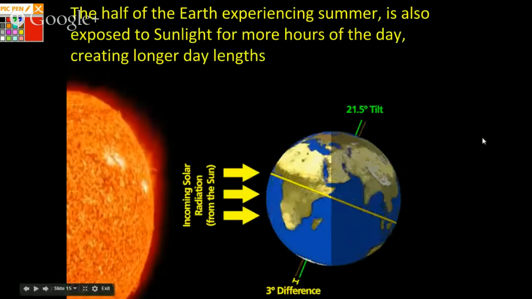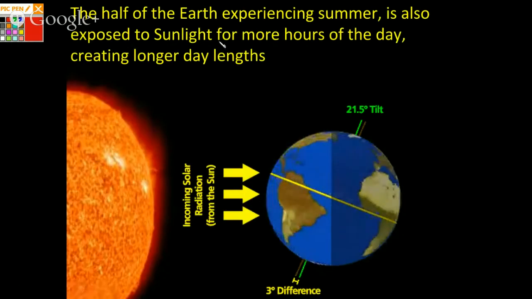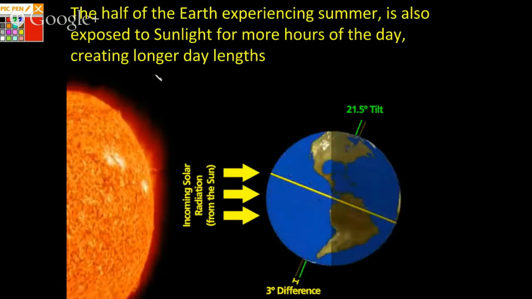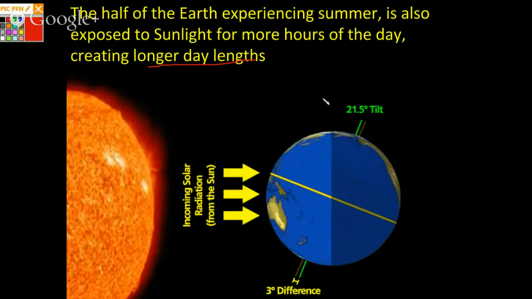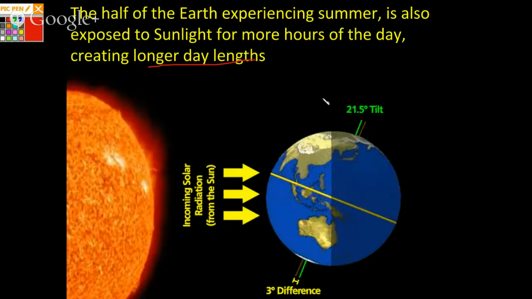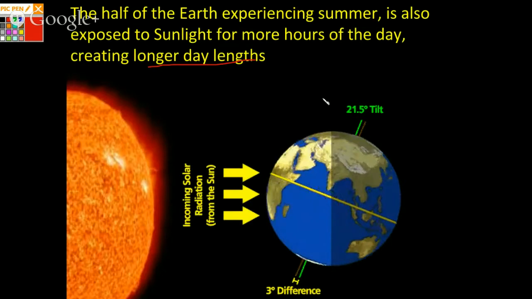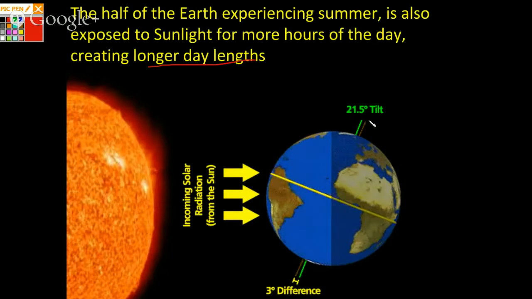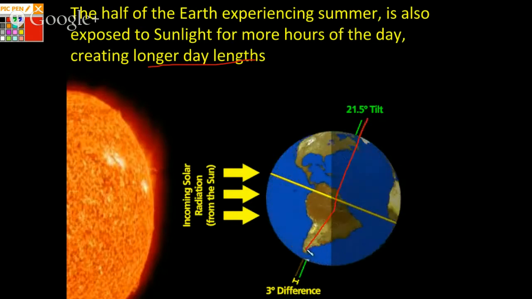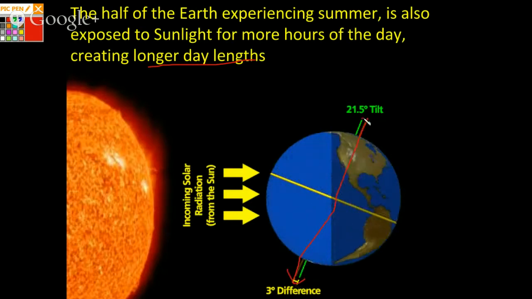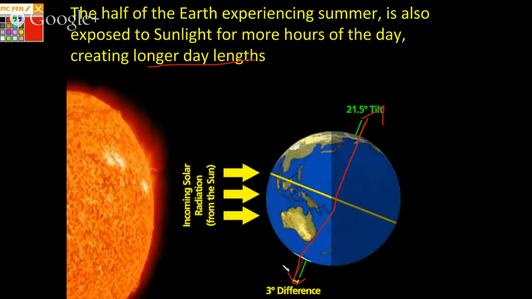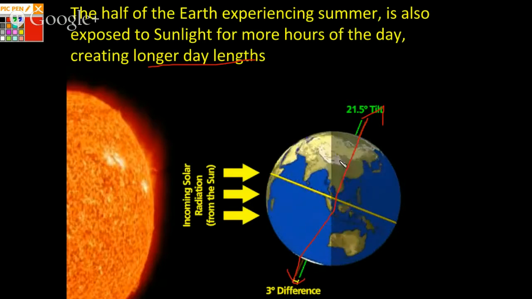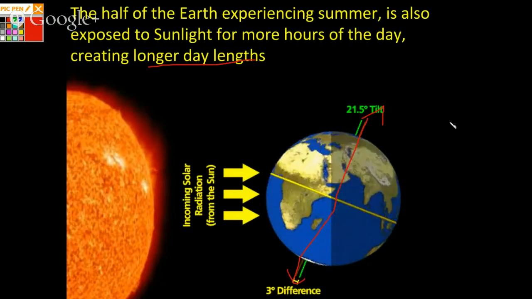So the half of the Earth experiencing summer is also exposed to sunlight for more hours of the day, creating longer day lengths. The fact that it's exposed to sunlight for longer doesn't really affect the seasons, but it does explain why in the summer we experience greater amounts of daylight. So looking at this picture right here, let's draw our imaginary axis. You should notice right away that the southern hemisphere is experiencing summer because it's pointed towards the sun. The northern hemisphere is experiencing winter, it's pointed away from the sun.